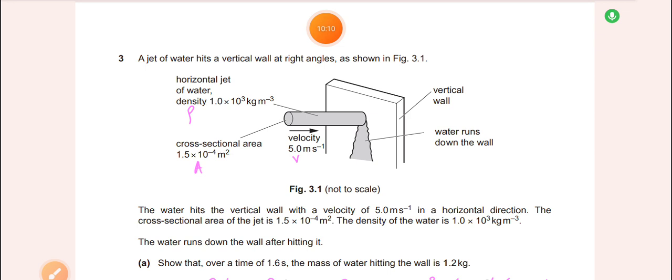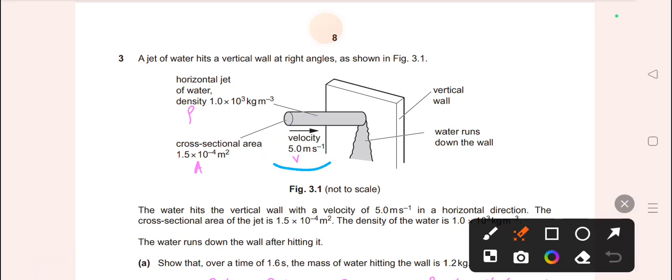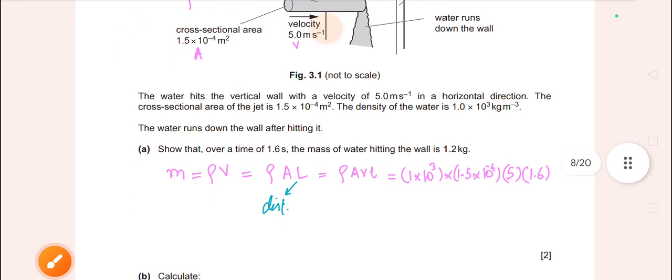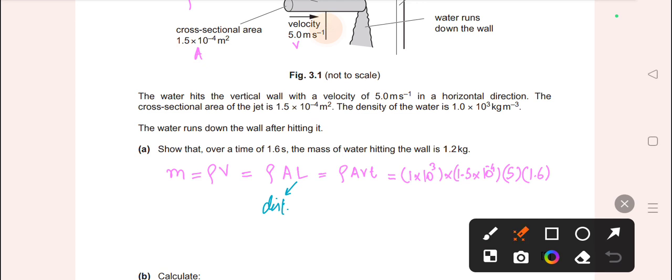In question number 3, a jet of water hits a vertical wall as shown, with the velocity given here, the density given, the cross section area given, and the area again mentioned here. So show that over a time of 1.6 seconds, the mass of the water hitting the wall is this. We have to show this. We are given density. So how would we find the mass?